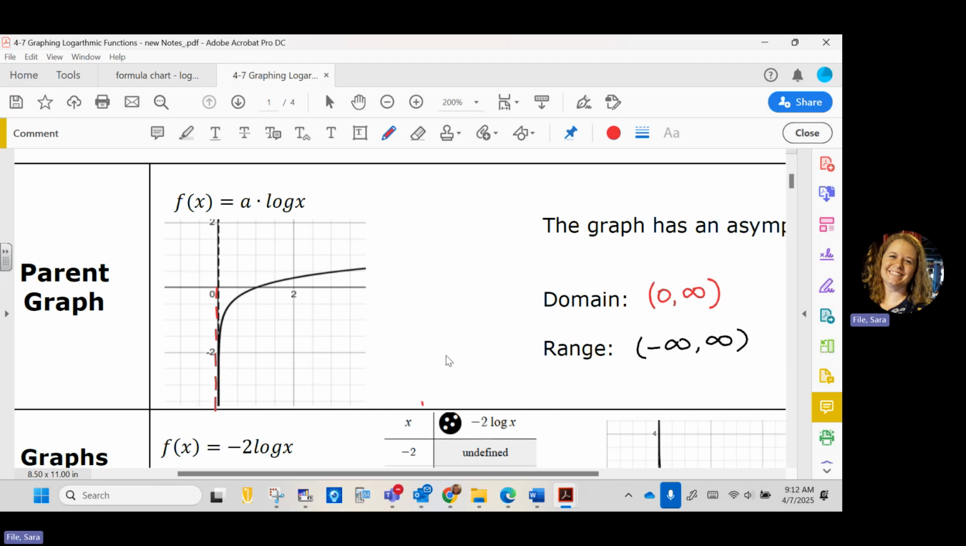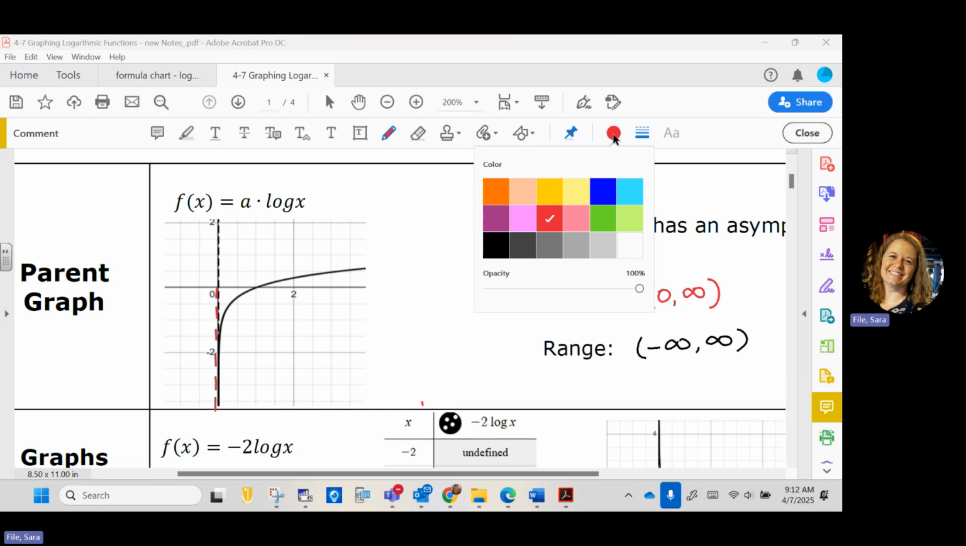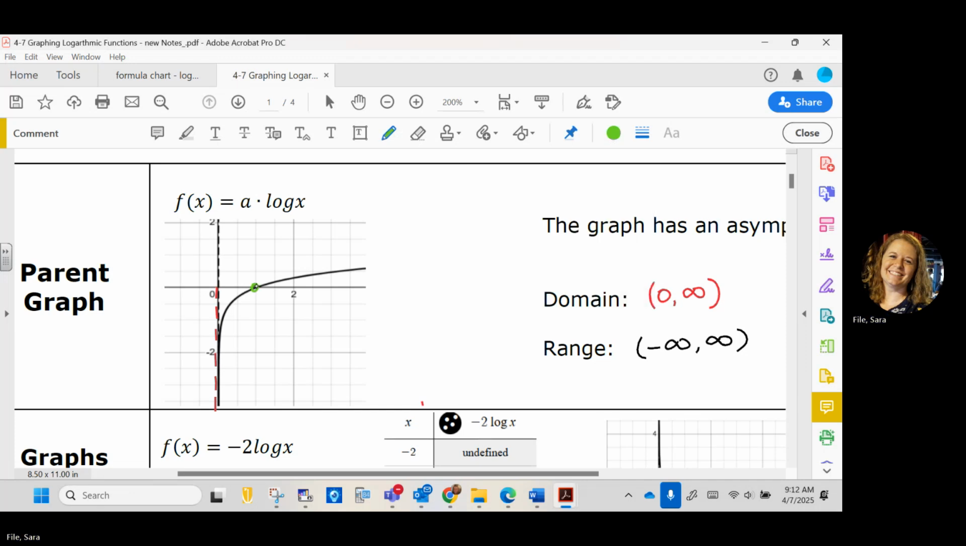Okay, what is the x-intercept on this graph? Where's that crossing the x-axis? At 1. So if you want to make a note, having that as a reference is sometimes helpful. So that x-intercept is at 1, 0 in the parent function. Okay, now that's going to move based on transformations, obviously, but that's what we start with in our head.